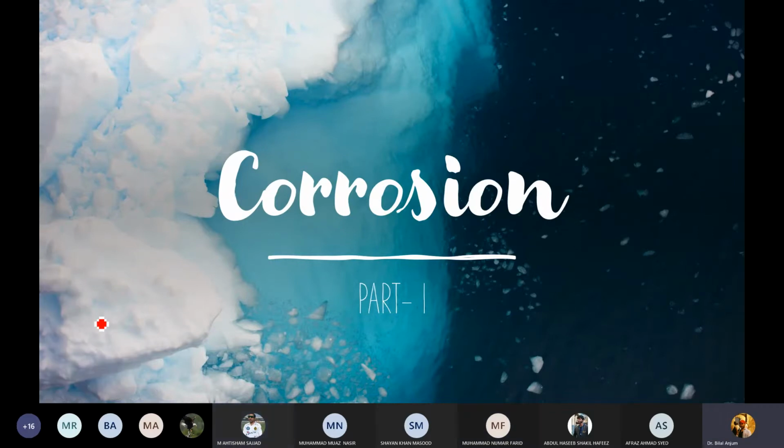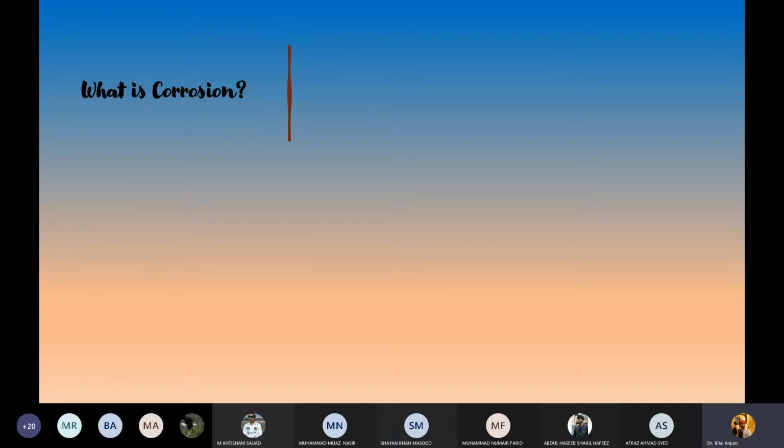So we'll be starting with this new chapter on corrosion, and let's start with the basics of what is corrosion and why it is so important. Then we'll move on towards understanding the corrosive capabilities of different materials, and then the corrosion rates and corrosion types. So let's start with the very basics of what is corrosion.